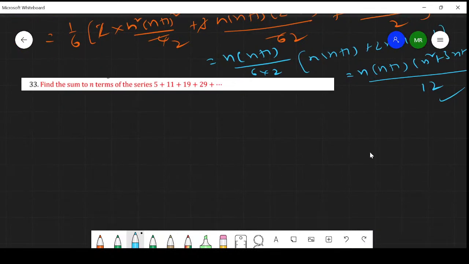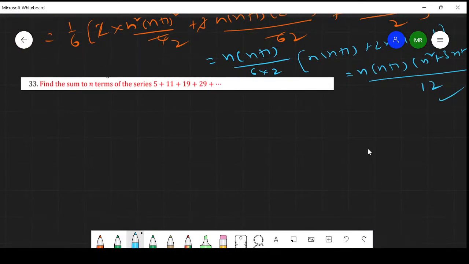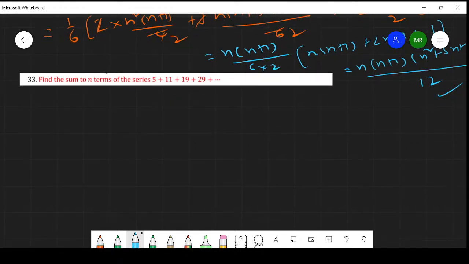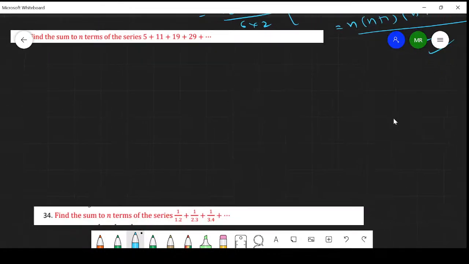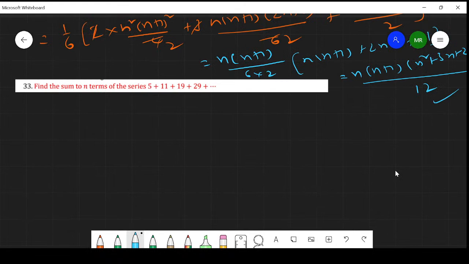Now the last sum. This is the last problem. This question many times they ask in the PU exam: find the sum to n terms of the series. One more problem is there after this. This problem many number of times they ask in the PU exam. Question number 33, most important one. They ask a number of times.